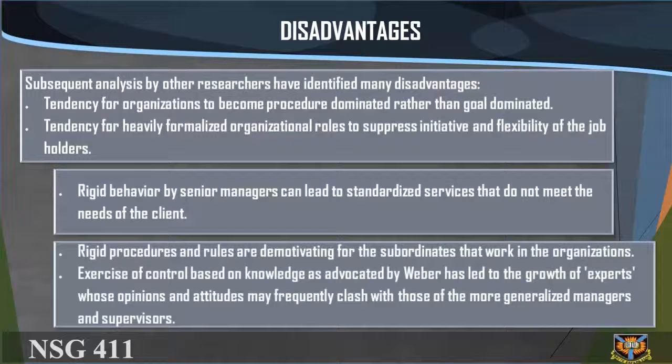4. Rigid procedures and rules are demotivating for the subordinates that work in the organizations. 5. Exercise of control based on knowledge, as advocated by Weber, has led to the growth of experts whose opinions and attitudes may frequently clash with those of the more generalized managers and supervisors.